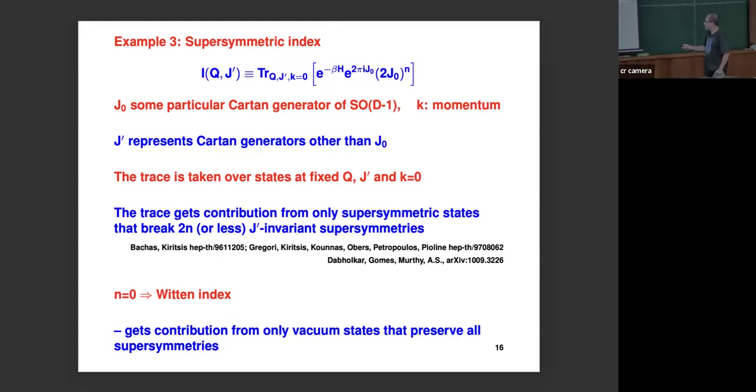Okay. So the special case of this is n equal to 0, right? That's the Witten index. So the Witten index basically will count states that break 0 supersymmetries, right? 0 J prime invariant supersymmetries. But in general, BPS states will break some amount of supersymmetry. So if you are going to count BPS states, then you don't set n equal to 0, you set some appropriate value of n, right? So that those BPS states contribute to that trace, but at the same time, n shouldn't be too big, because otherwise every state will contribute, right? Then the index is not very useful. Okay, so you have to choose n to be big enough, but not arbitrarily big, so that supersymmetric states do contribute to the trace, but generic states don't contribute.